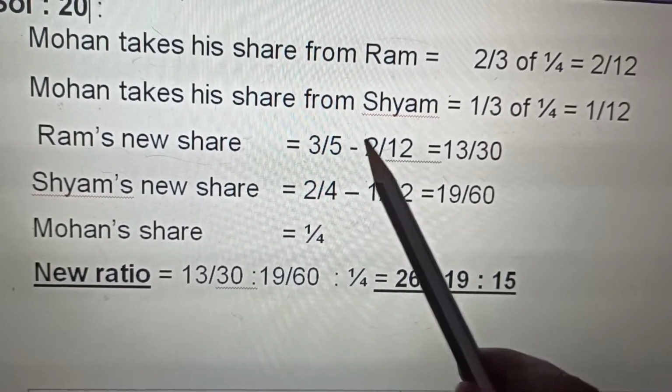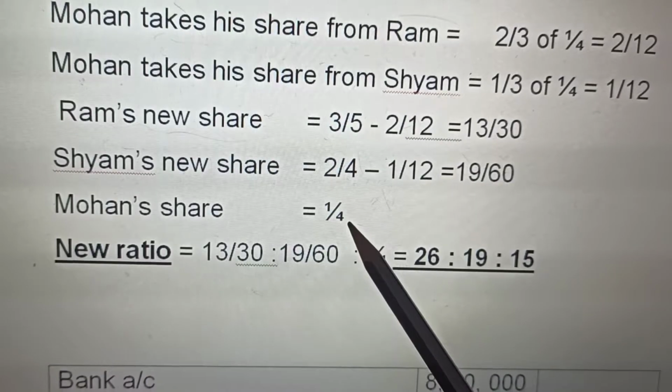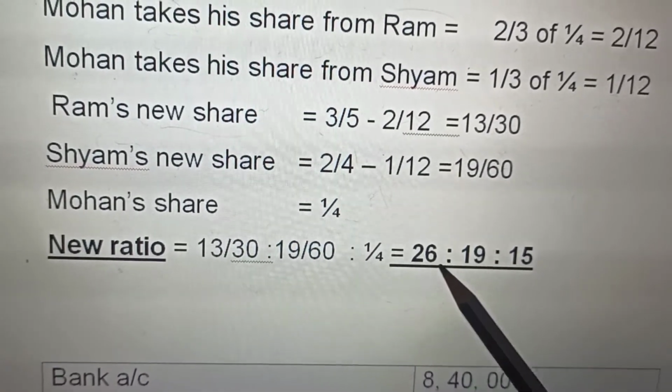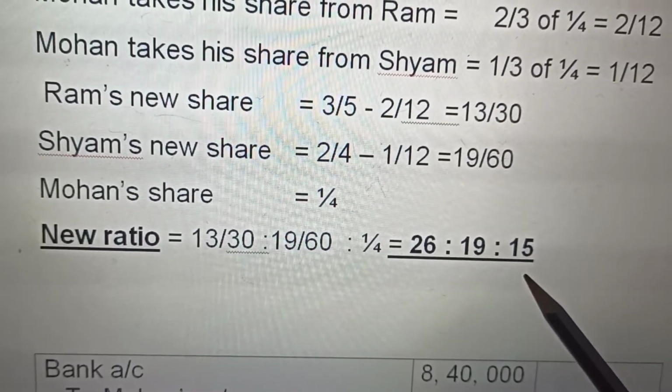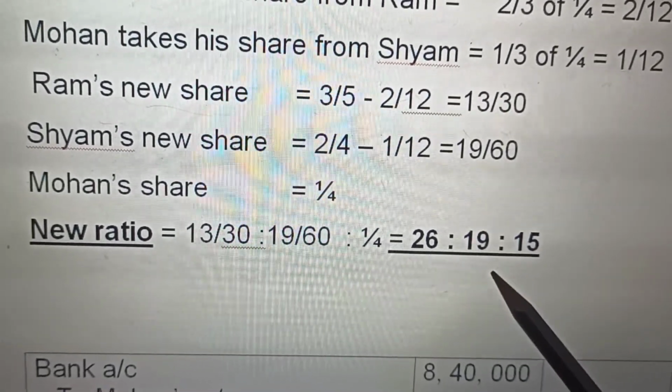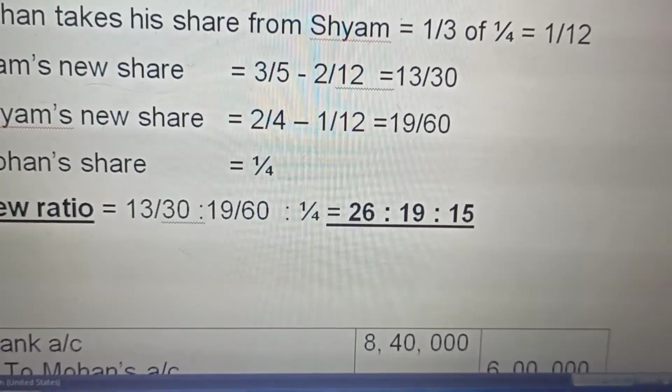After subtracting these shares from the existing share, we get the new shares. This is Mohan's share already, he is getting this much share. This is the new profit sharing ratio, 26:19:15, reduced to the lowest terms. Now let us come to the journal entries.